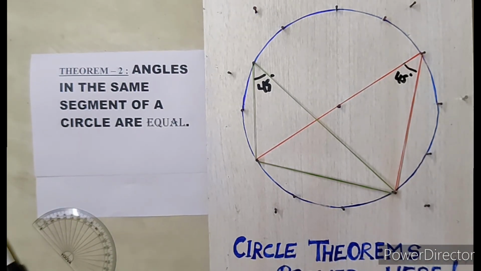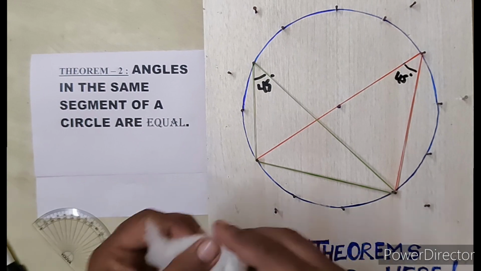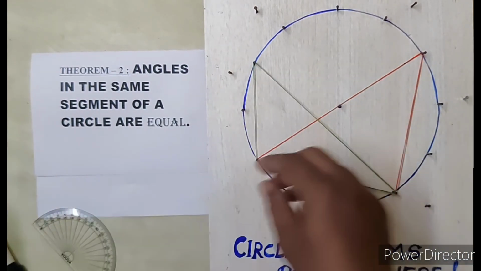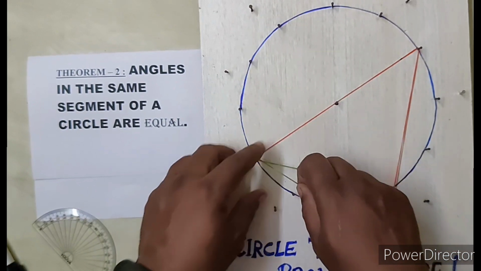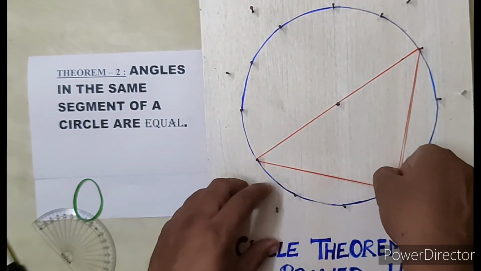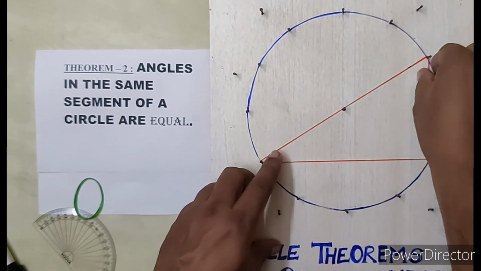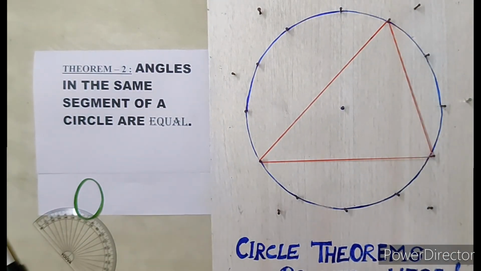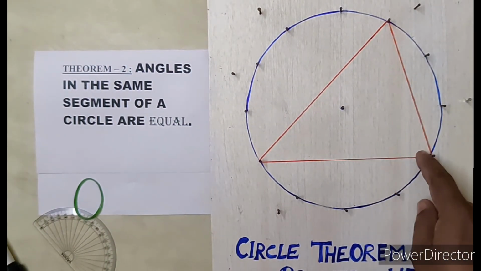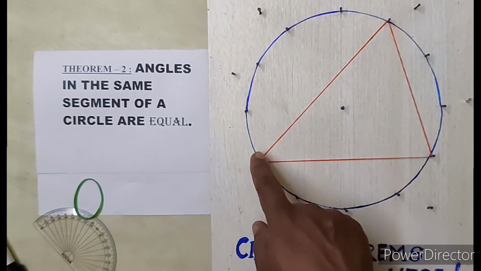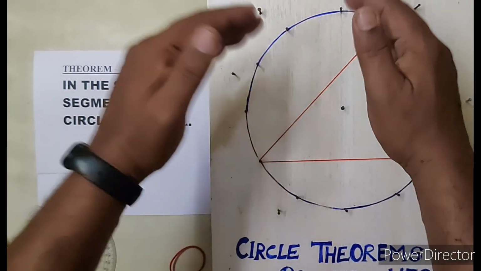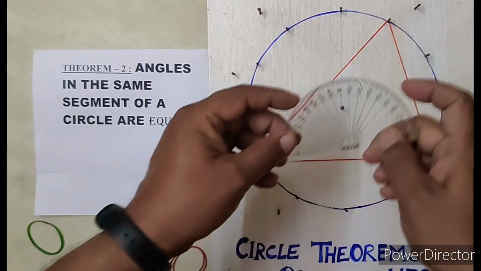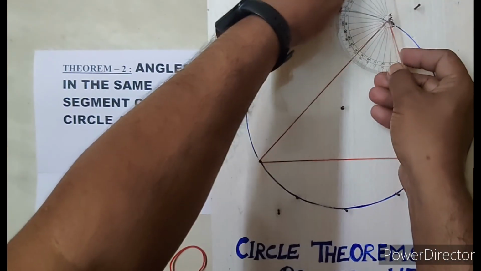Okay, now I can change the chord. Now you can see I have changed the chord. Earlier the chord was from here to here, now I have changed the chord. So again I am seeing the angles in the major segment only. Let me see what this angle measurement is coming to.